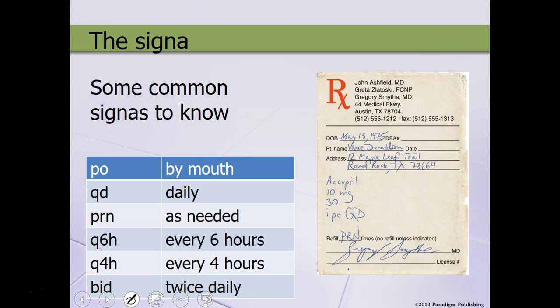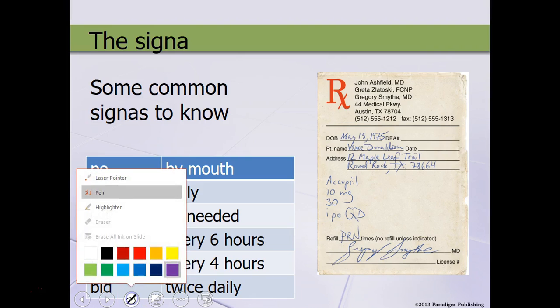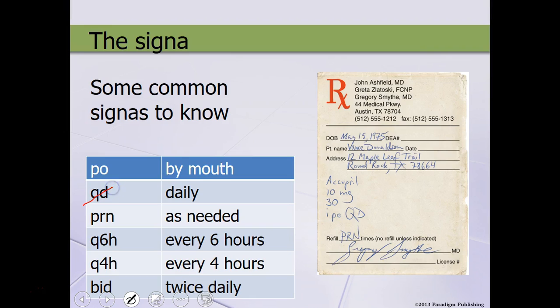Some common signals to know. There's also a table at the back of your lab textbook to help you with the SIG codes. PO is by mouth. QD is daily, although that's one of the ones that we're not supposed to be using. We're just supposed to write daily. PRN is as needed. Q6H would be every 6 hours. Q4H is every 4 hours. And BID is twice a day.